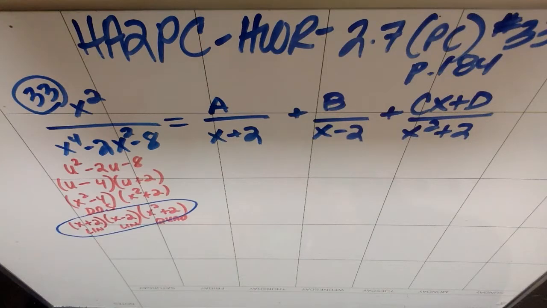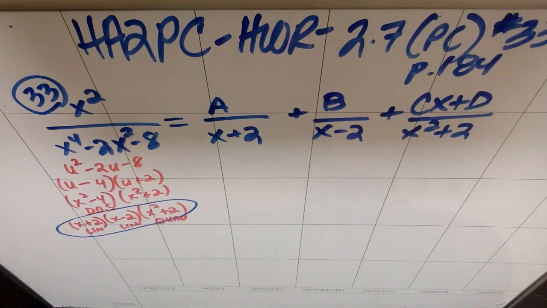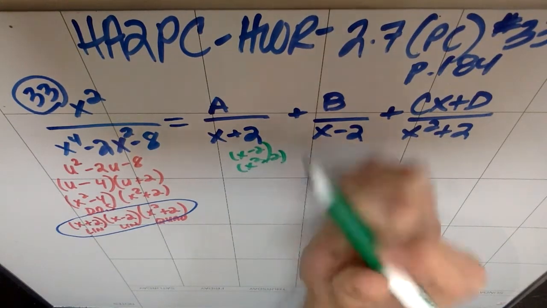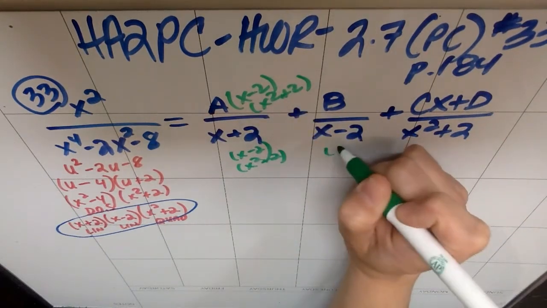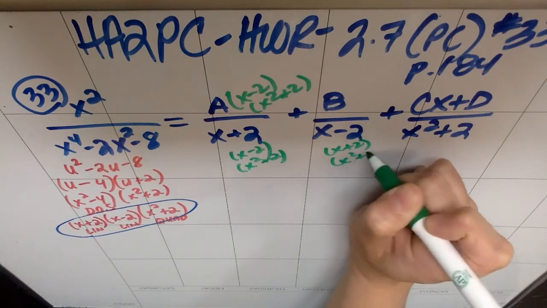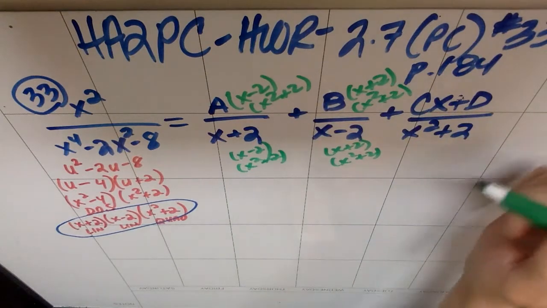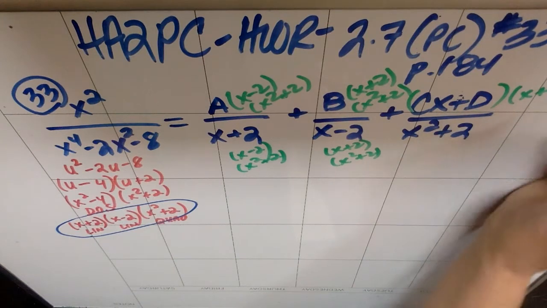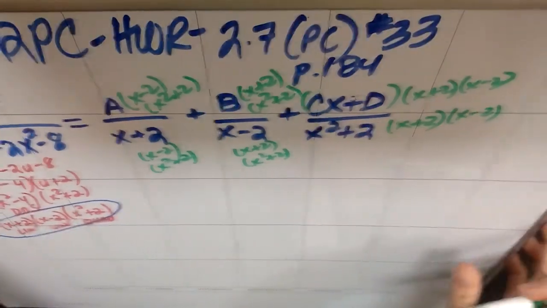Once I get past the setup, I need to make sure that all of these fractions have the same common denominator, meaning I'm going to multiply them by whatever they are missing. So the A fraction is missing the x minus 2 and the x squared plus 2. The B term is missing the x plus 2 and the x squared plus 2. And the Cx plus D term is missing both the x plus 2 and the x minus 2, or you could write that as x squared minus 4, because it was a difference of squares. Okay, so that's what these are all missing.